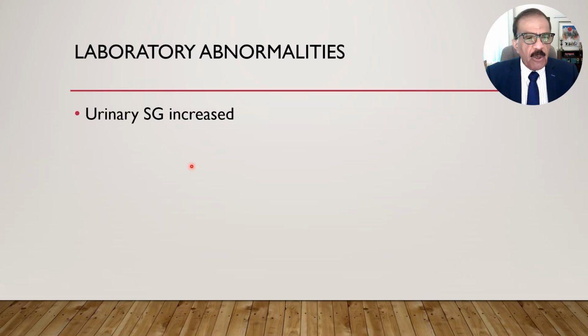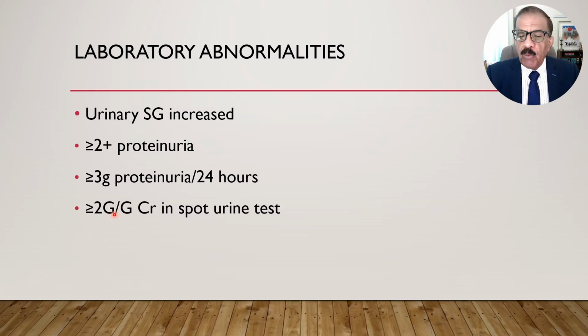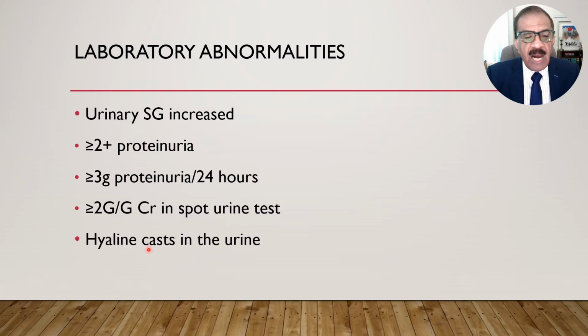So laboratory: urinary specific gravity is increased. Why have I listed specific gravity first? Because in the dipstick this is routinely measured, and specific gravity is mostly determined by protein, and there would be 2 plus or more proteinuria. There could be more than 3 gram protein per 24 hours if you collect 24-hour urine, more than 2 gram protein per gram of creatinine in spot urine test, and there may be hyaline cast in the urine.